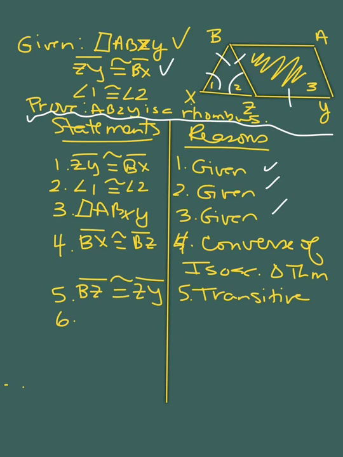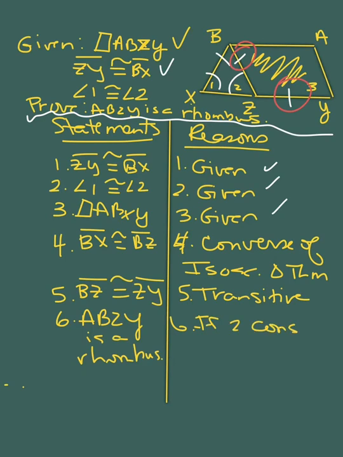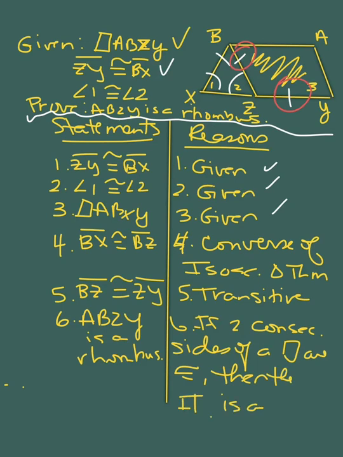Now at this point, I do notice that two consecutive sides of that parallelogram are congruent, which makes it a rhombus. So I can go right to my last statement and say ABZY is a rhombus. And the reason is, if two consecutive sides of a parallelogram are congruent, then the parallelogram is a rhombus. So I'm all set.